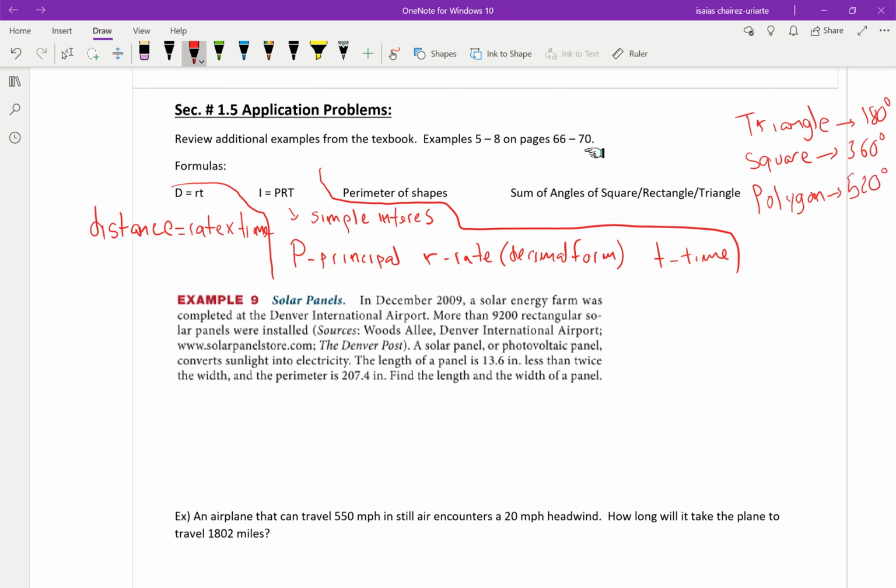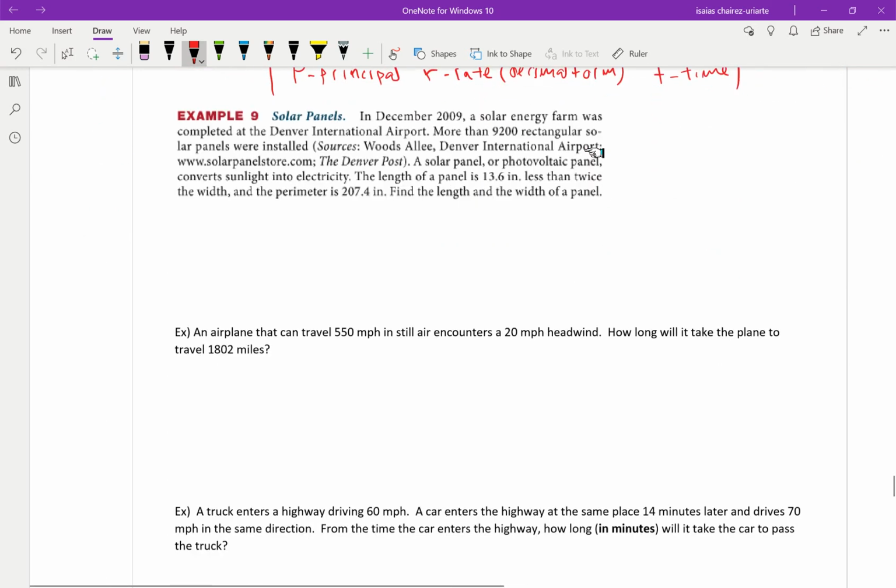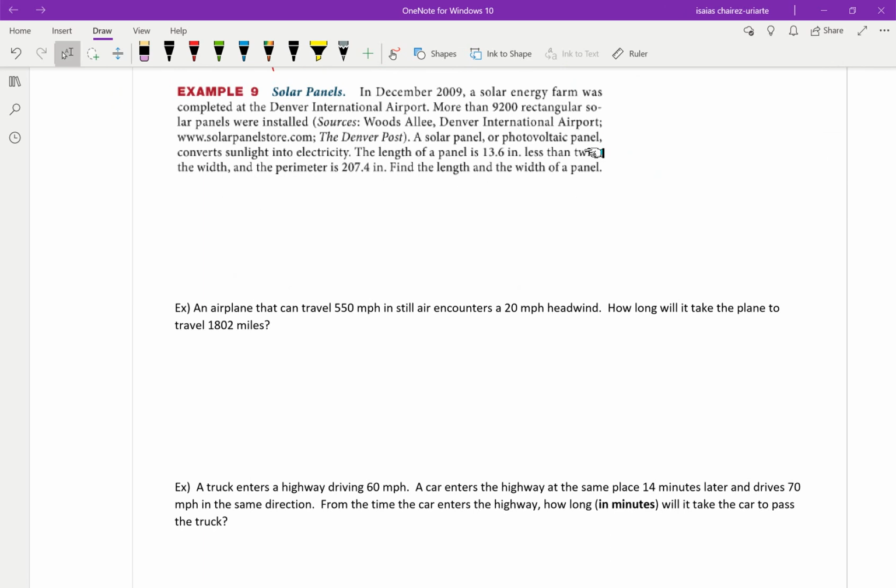Okay, so let's get into these examples then. Let's get into the first one here. There's maybe a little bit of information that's not necessary in this first one. That's okay. They told us that in December 2009, some solar energy farm was completed at the Denver International Airport. 9,200 rectangular solar panels were installed. This is just information given to us. We don't care about 9,200. We don't care about December 2009. The actual question is down here.